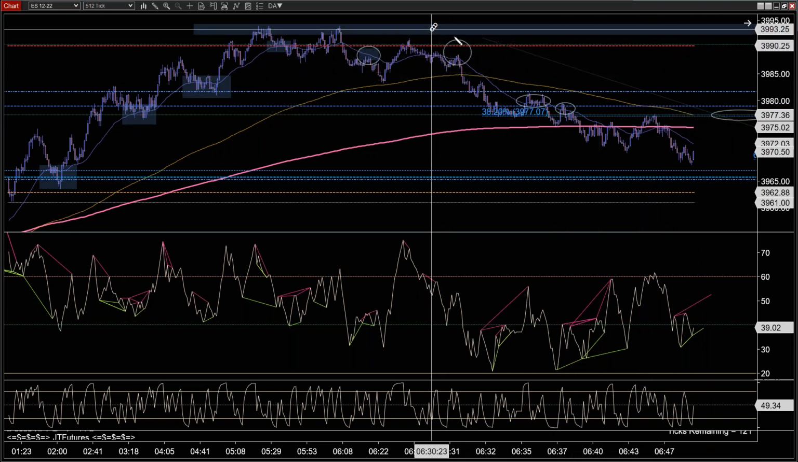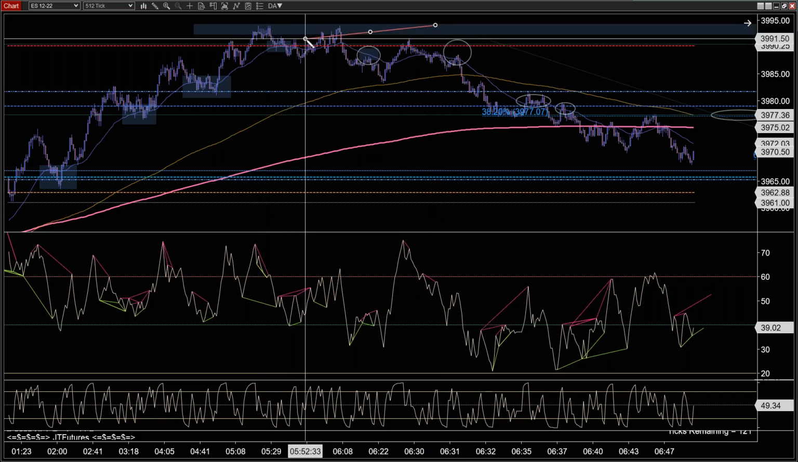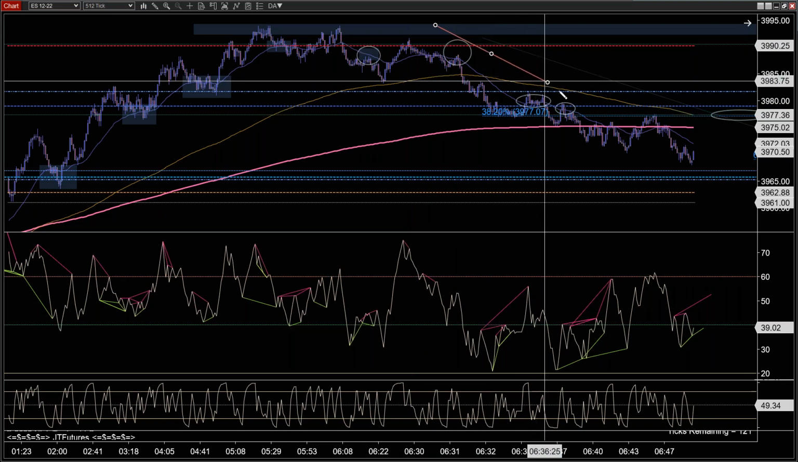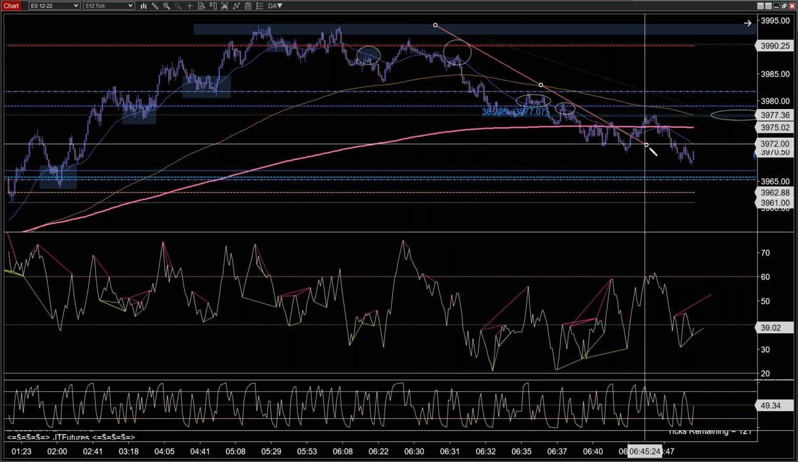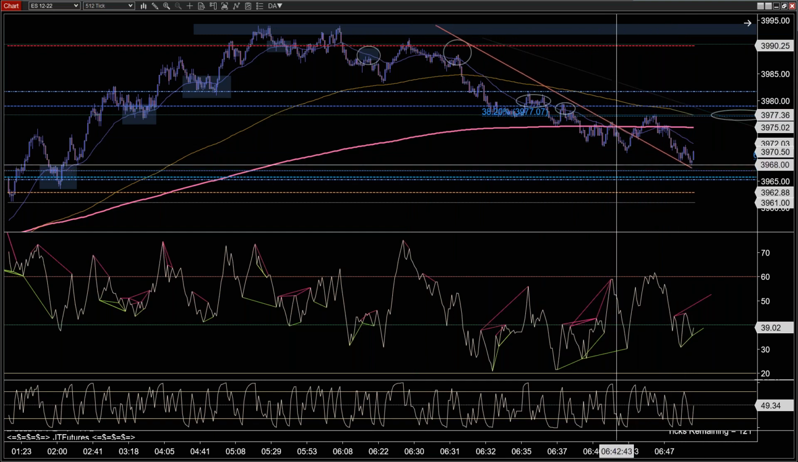So here we've got a high in the overnight session, or the pre-market session there, just before the market opened. Market opened and started selling off. And so what I'm trying to define here is, what leg am I looking at?